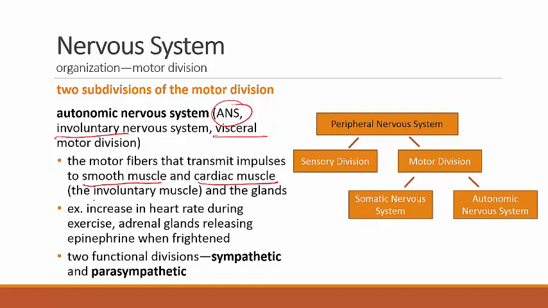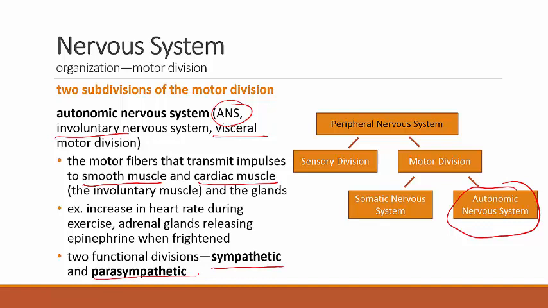You cannot think your heart into beating more quickly. You cannot think your adrenal glands into releasing epinephrine. They happen involuntarily. And we see within the autonomic nervous system two functional divisions, the sympathetic and the parasympathetic divisions of the autonomic nervous system.